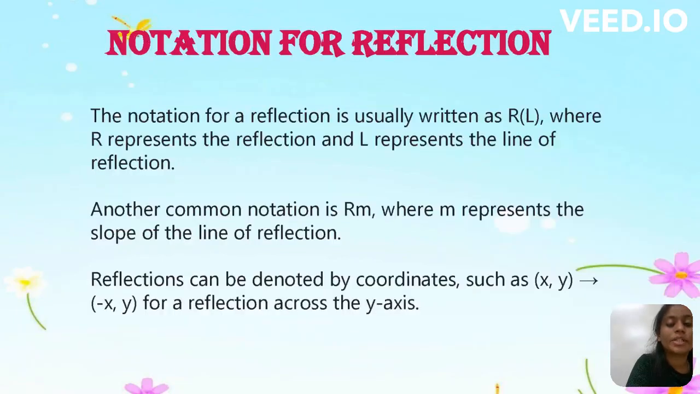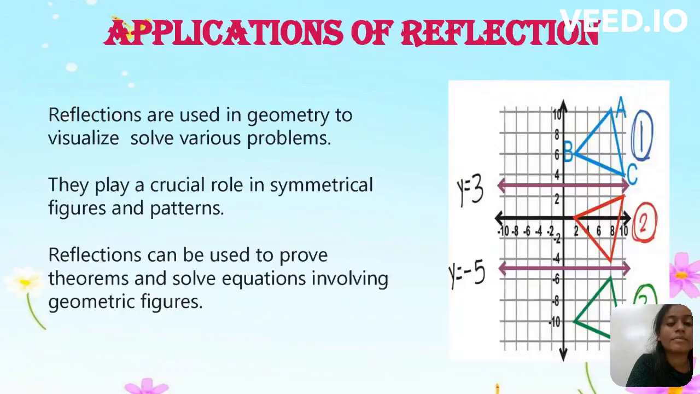Notations for reflection. The notation for a reflection is usually written as R sub L, where R represents the reflection and L represents the line of reflection. Another common notation is R sub m, where m represents the slope of the line of reflection. Reflection can be denoted by coordinates such as (x, y) to (-x, y) for reflection across the y-axis.